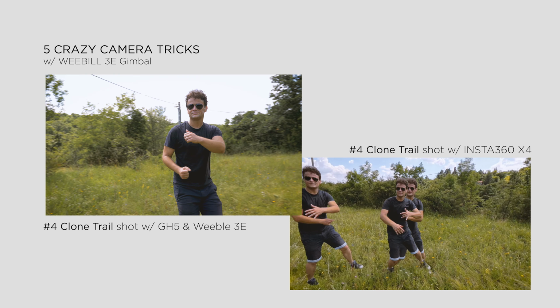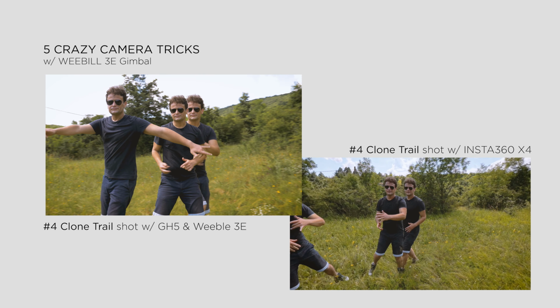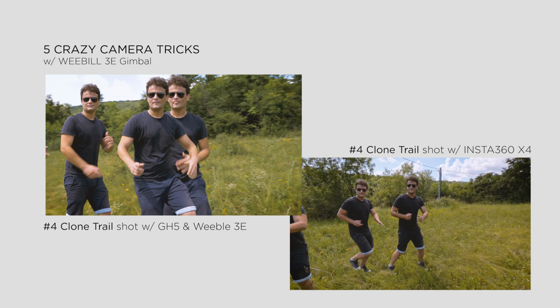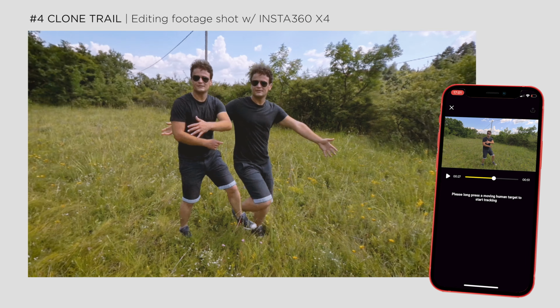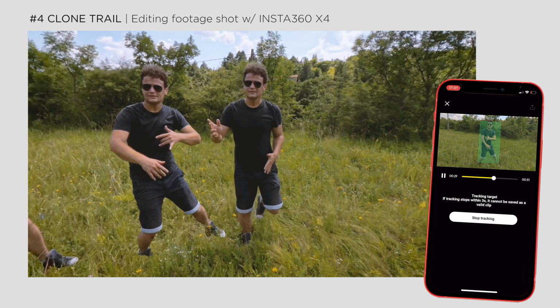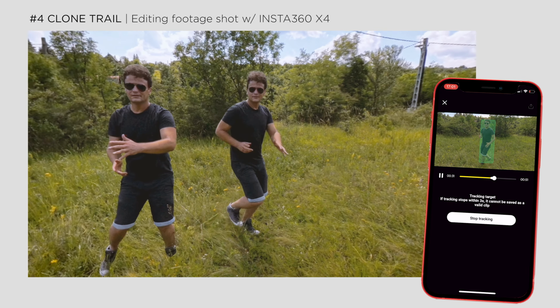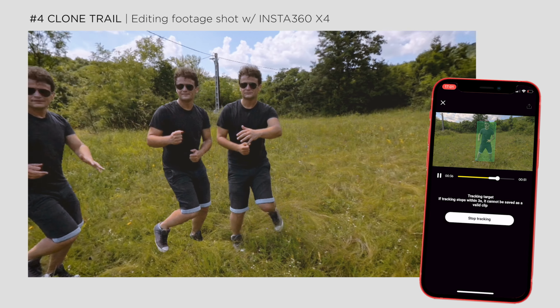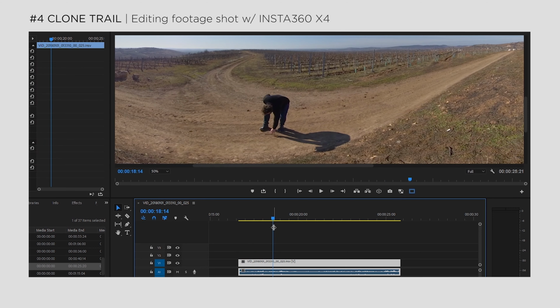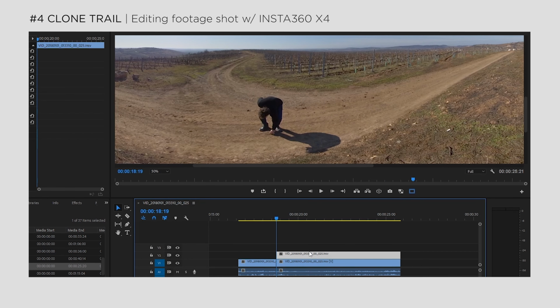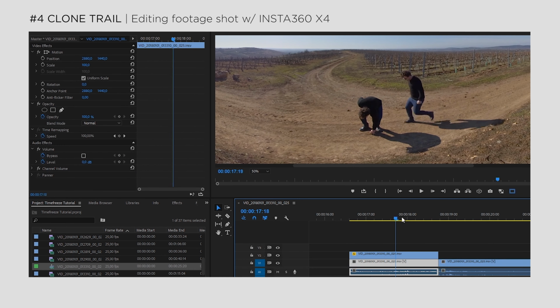As you can see, using a traditional setup we can create this effect with a more natural focal length and shallow depth of field, but it also requires more editing, while with the X4 the Insta360 app creates this effect automatically. Simply shoot on a tripod, select the clone trail effect in ShotLab and let the AI do the rest. But if you need more control, you can also edit your 360 footage manually, as demonstrated in one of my previous tutorials.